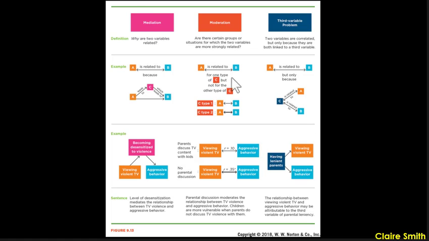All right, and this table is from your book. In your activity, you have a bunch of statements. You have to figure out if there are mediators, moderators, or third variables involved. I would recommend having this page, page 63 in your book, open while you're doing that, because it explains in nice, pretty colors what all these things mean. So take a look at that.